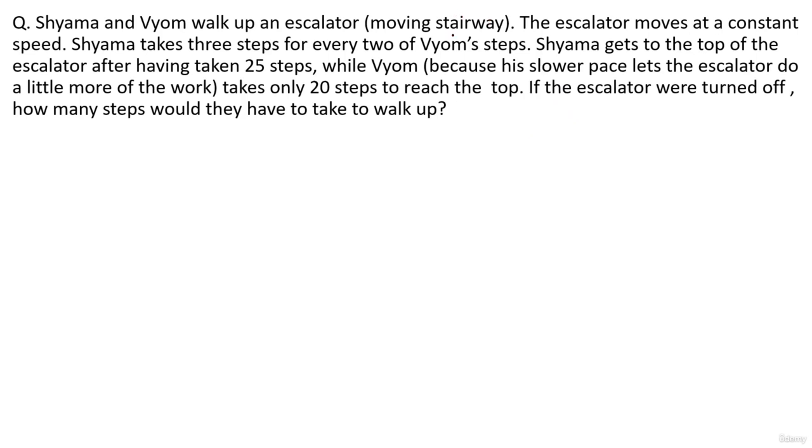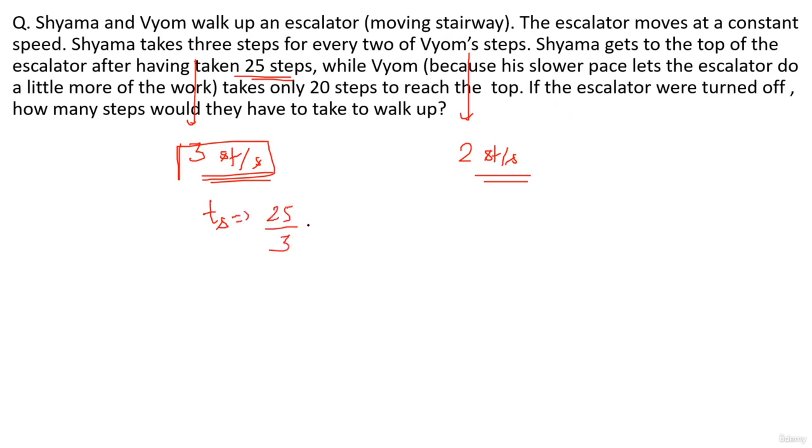It is given that Shama takes 3 steps for every 2 steps of Vyom. So we assume Vyom's speed to be 2 steps per second. Shama will take 3 steps, so what is Shama's speed? 3 steps per second. This makes things really easy, guys. Shama gets to the top of the escalator after having taken 25 steps, at the rate of 3 steps per second. How much time does Shama travel for? Shama travels for 25 upon 3 seconds.